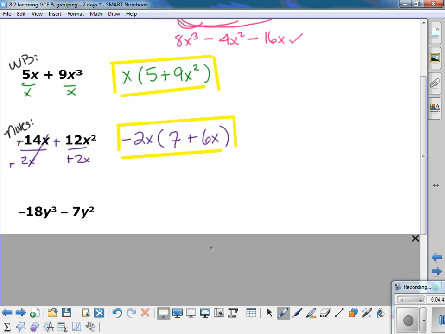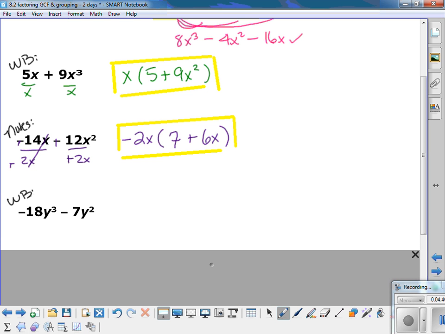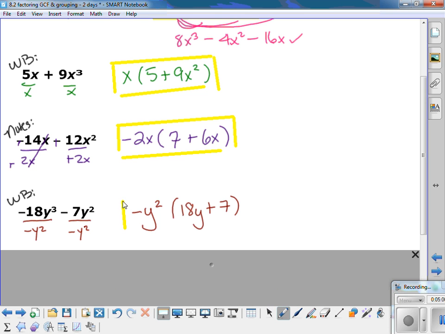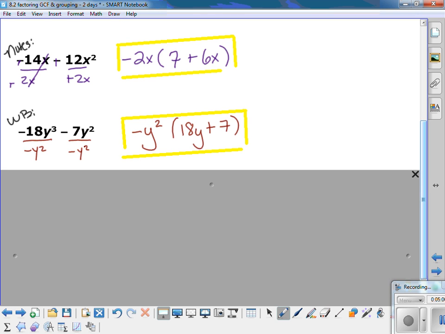Alright, so here's one for you to try on your whiteboards. Alright, so the GCF was negative y squared, and when you divide that out, you got 18y plus 7 to go in your parentheses. All right, let's take a look at another one for your notes.